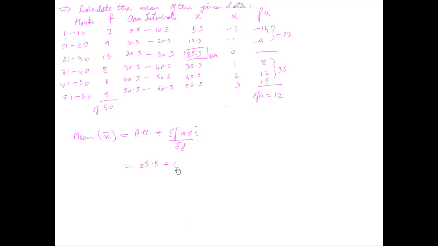Substituting the values, children, we get 25.5 plus summation of fu, that's 12, into class width. Class width, children, will be the difference between these two, not these two. We've made it exclusive type only to avoid this. So we use these as class width, children, that's 10, upon summation of f, which is 50. 12 cancels, children, straightforward, we get the answer as 35.5 as the actual mean. X bar is 35.5. That's using the step deviation method, children.